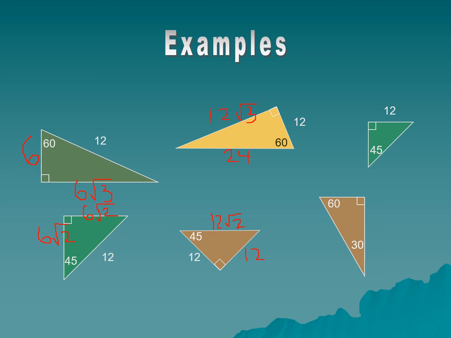Next one up, kind of similar to the last one. If the leg is 12, the other leg must be identical, and the hypotenuse is 12 as well, but with the square root of 2. Alright, and then our last example for the day. If I give you a 30, 60, 90 right triangle and I give you the long leg to be 12, to find the short leg, we have to divide by 3 and then multiply it with the square root of 3. To get the hypotenuse, you double the short side with the square root of 3.